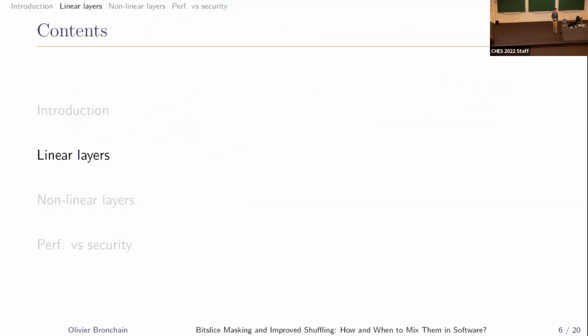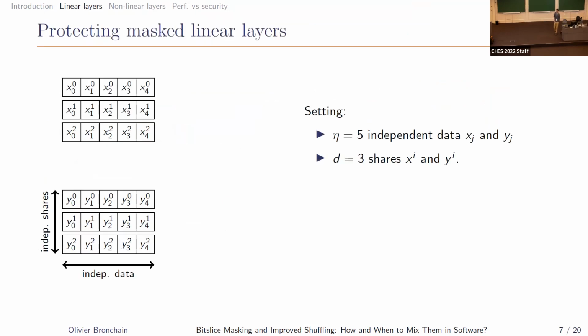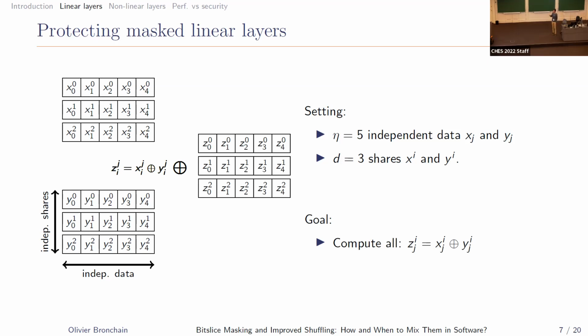Okay, so I said we have two layers to protect. Let's first start with the linear layers. What's the goal there? Here you have some data, with independent data on the rows, and on the columns you have the shares. In this example, we have 5 independent data, and then we have 3 different shares. The goal of protecting the linear layer is to do the component-wise addition. So you want to take the first component, do the XOR with the second one, and put the result at the output.